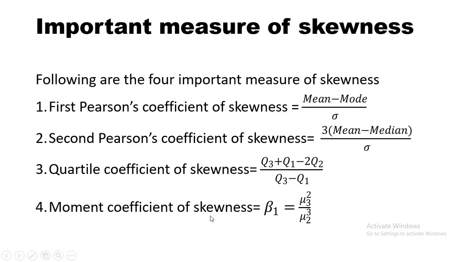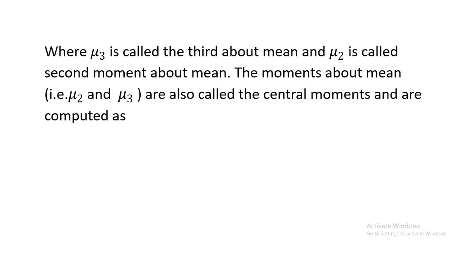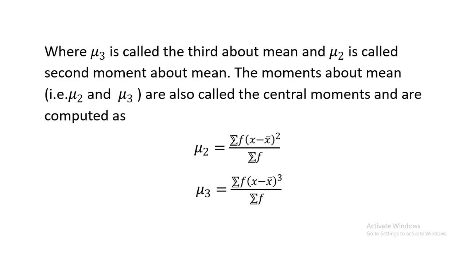This is read as mu3 square over mu2 cube, where mu3 is called the third moment about mean and mu2 is called the second moment about mean. The moments about mean, mu2 and mu3, are also called the central moments and are computed as mu2 equals summation f (x minus x bar) square over summation f, and mu3 is computed as summation f (x minus x bar) cube upon sum of f.